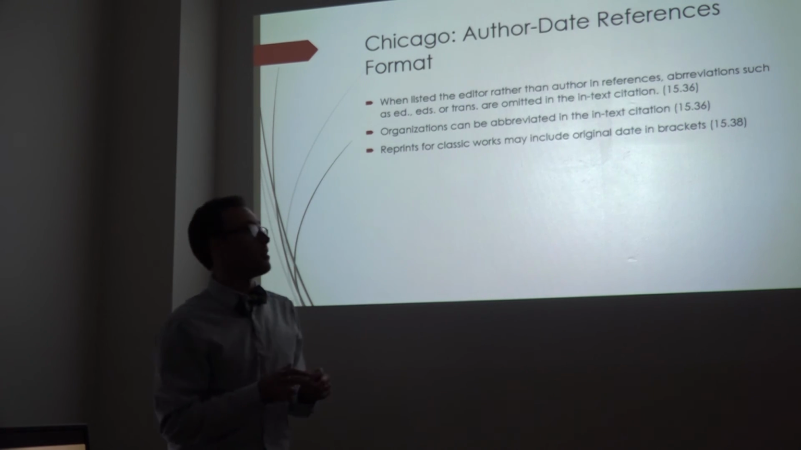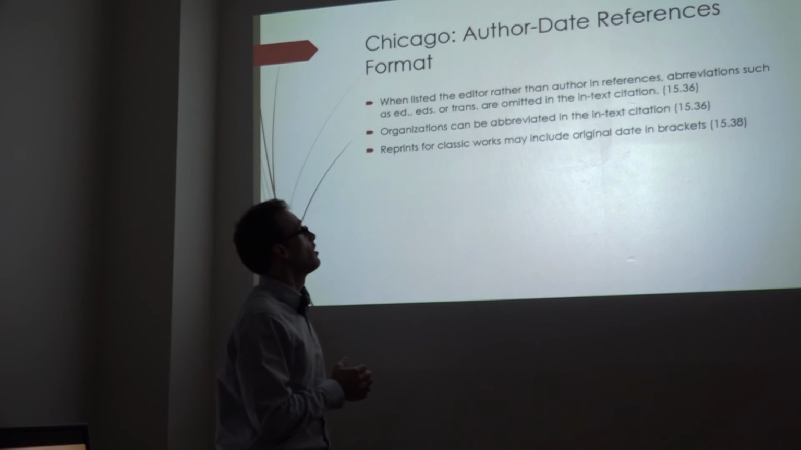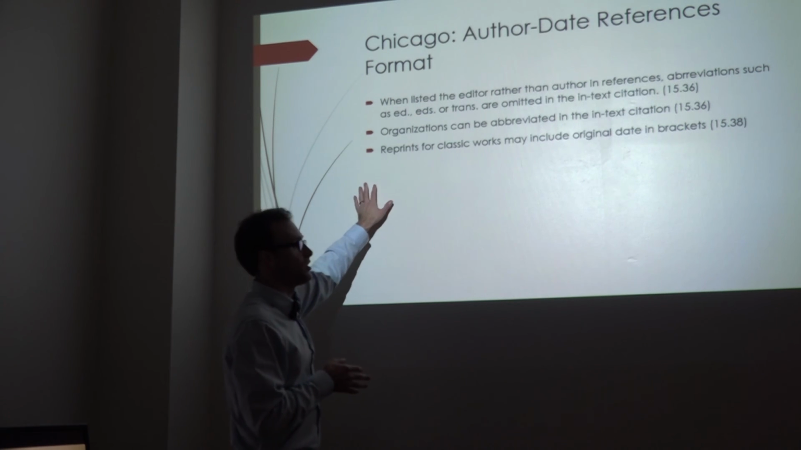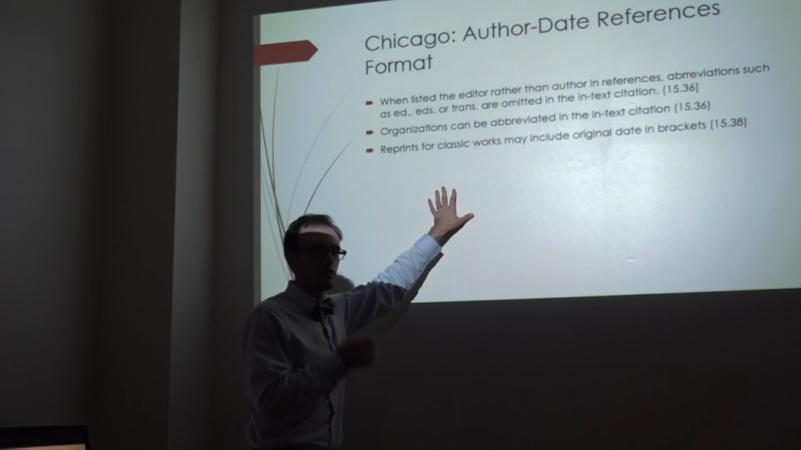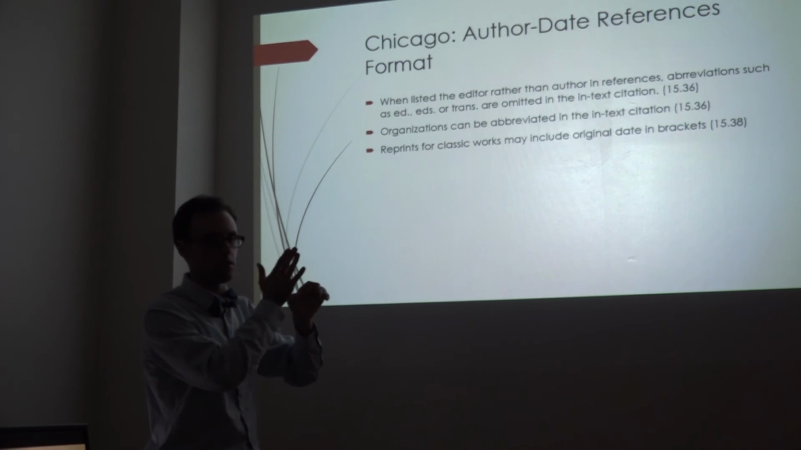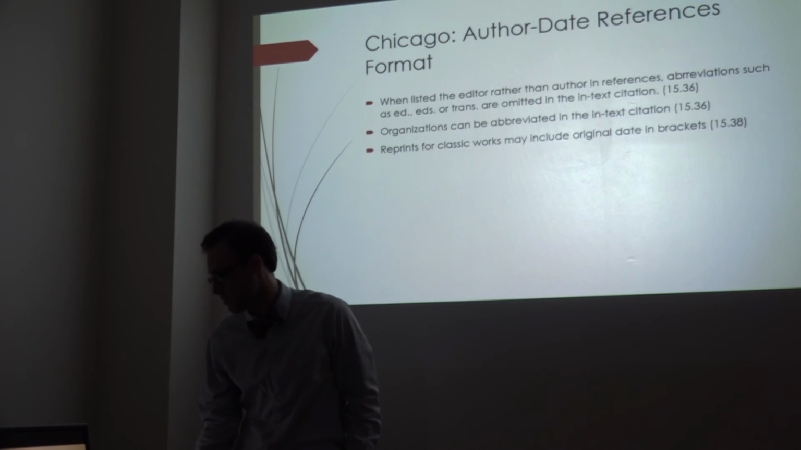A couple of things to keep in mind. When listing the editor rather than the author in the references, abbreviations such as ED, EDS, or TR or trans are omitted in the in-text citation. Organizations can be abbreviated in the in-text citation. And if you're using a reprint of a classic work, you can put in brackets next to the date, in front of the date of the original work, if you need to make that clear.